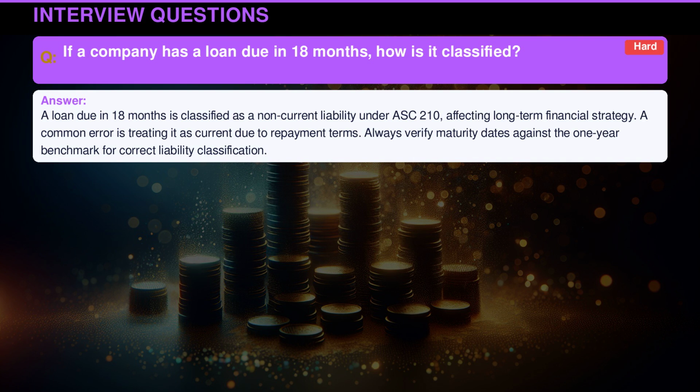A loan due in 18 months is classified as a non-current liability under ASC 210, affecting long-term financial strategy. A common error is treating it as current due to repayment terms. Always verify maturity dates against the one-year benchmark for correct liability classification.